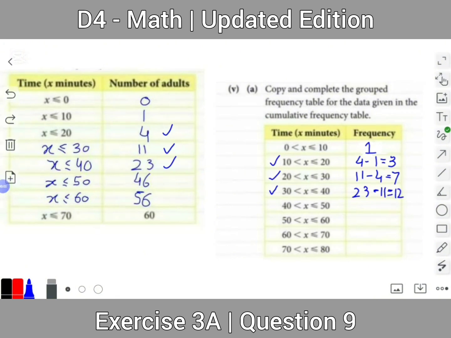Now to find the frequency for the class interval 40 to 50, subtract the cumulative frequency of the previous class interval 30 to 40 from the cumulative frequency of the class interval 40 to 50. So 46 minus 23 gives us the frequency of 23.